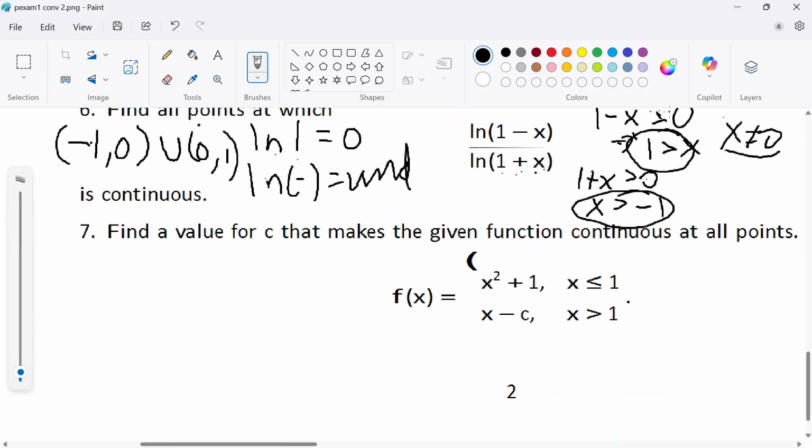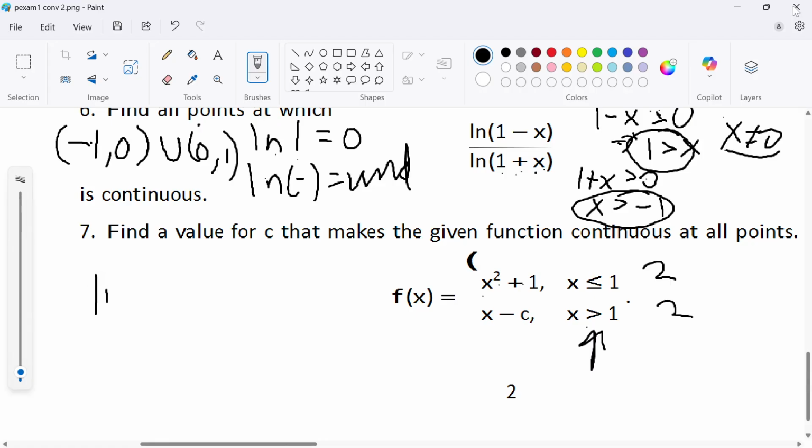Now I've got one more. Find a value c that makes this given function continuous. Well, for this to be continuous at all values, the limit must exist. So here I'm looking at x less than or equal to 1, or x greater than 1. As x approaches 1 from the left, 1 squared plus 1 is 2. So the limit here also has to be 2.